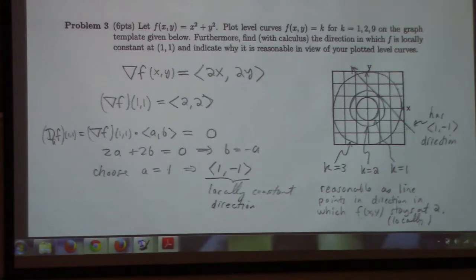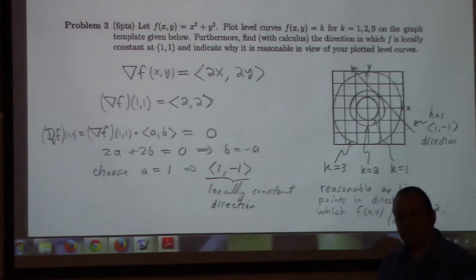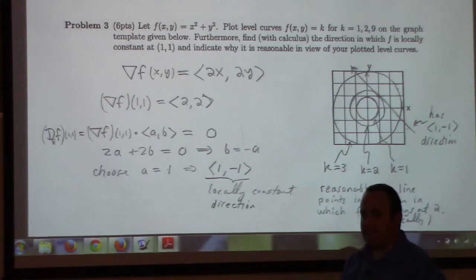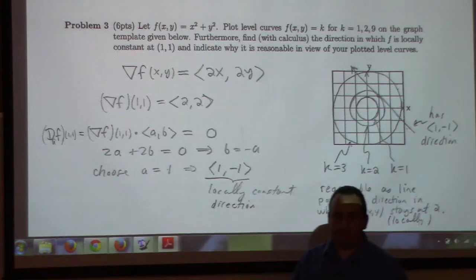After you take the gradient at a point, how do you determine the direction in which f is locally constant? Well, we know the gradient points in the direction in which it's increasing, right? And we also know that the gradient dot with a vector gives us the directional derivative, right?